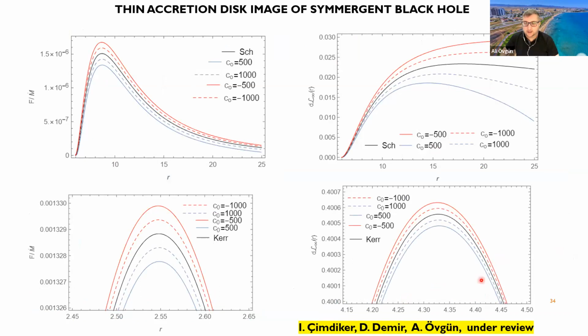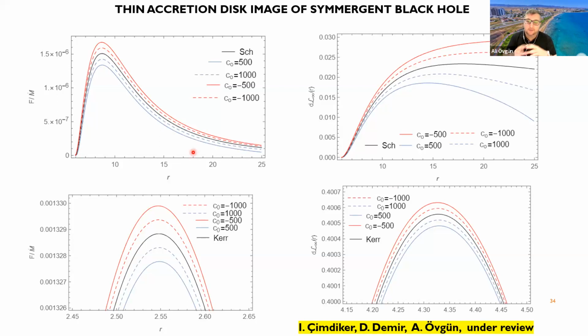As C0 approaches infinity from both the positive and negative side, the values of the flux and also luminosity all approach the Schwarzschild value asymptotically. As C0 approaches 0, like here or here, from the positive value, the net flux and also luminosity decrease. And this is due to the inverse correlation between C0 and the cosmological constant lambda.